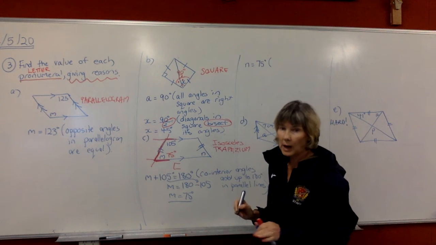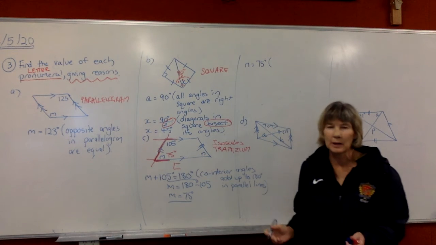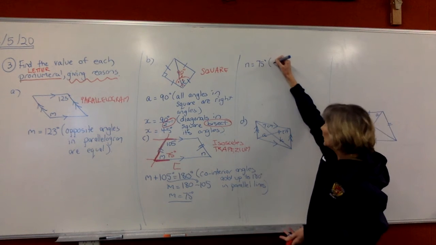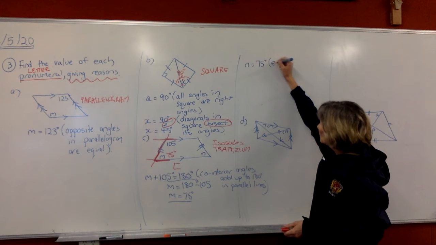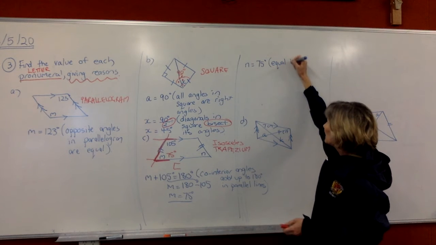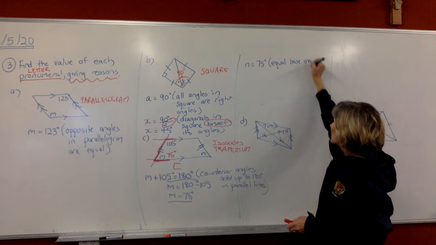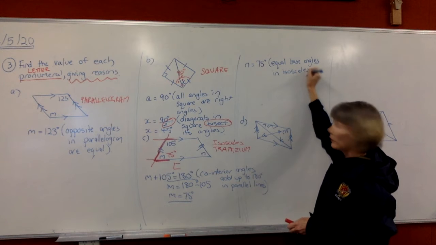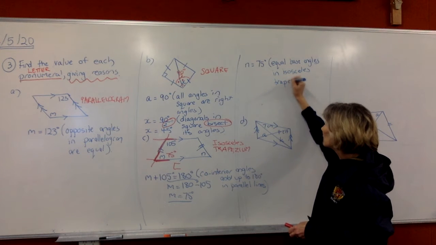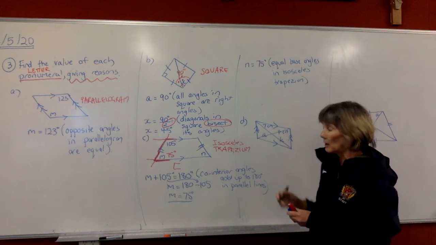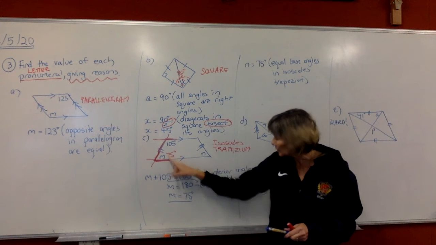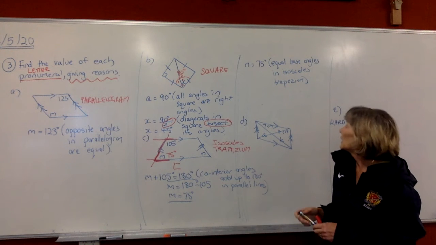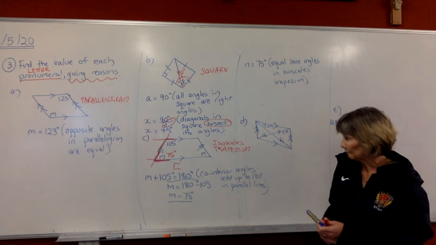And I'm going to just write, now this is not a reason that anyone really is going to expect you to know, but you've got to explain things still somehow. So we're going to write that it's got equal base angles in isosceles trapezium. Now I'm really extending you here, but you've got to give some sort of a reason. There it is. So what we're saying is that these are the two equal angles. They're the base angles in an isosceles trapezium.